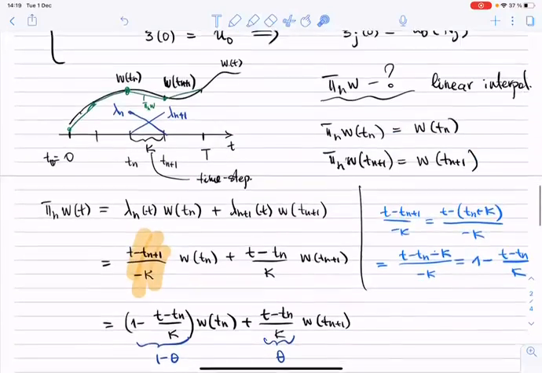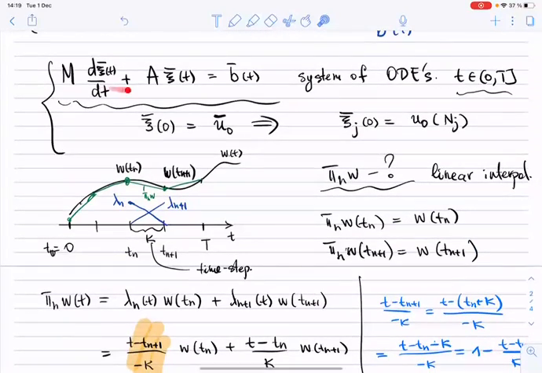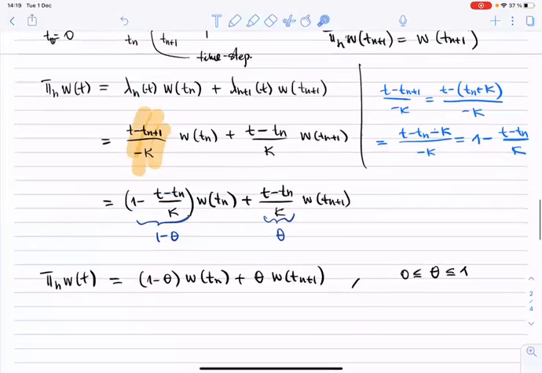So if you look back at the differential equation here, I saw in my notes that there is one misprint. I wrote Tn, it should be Tn plus 1, but here I wrote it correctly.